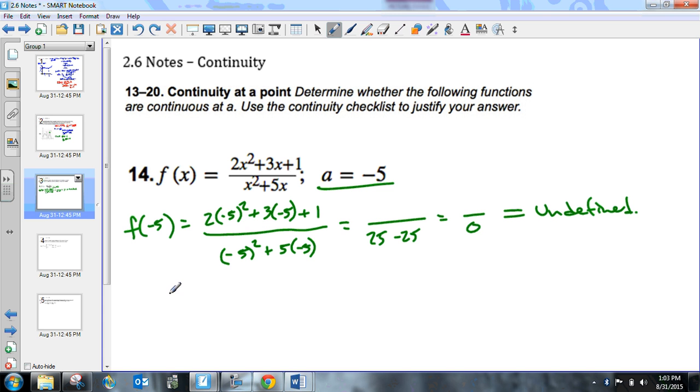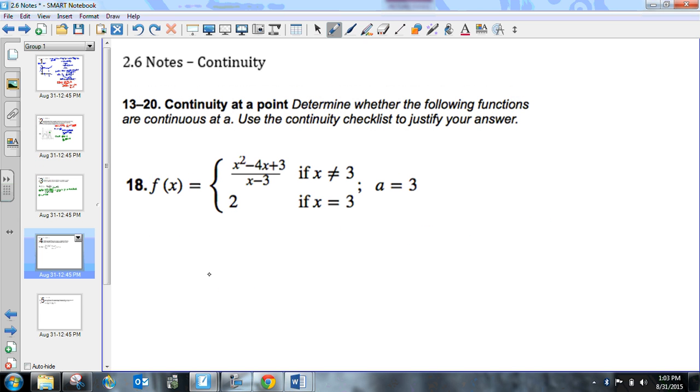So what's happening here at x equals negative 5? At x equals negative 5, that's a vertical asymptote. That's the first thing I would check. First make sure that you have a point on the graph. If you have a point, find the point, and then find the limit. And if those are the same, then you're continuous. Okay, let's take a look at number 18.